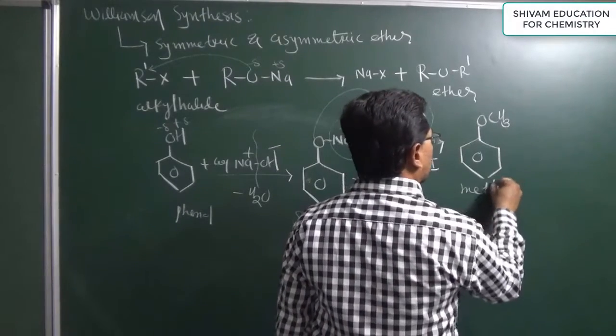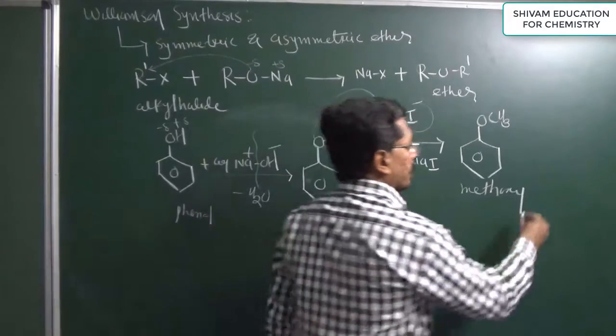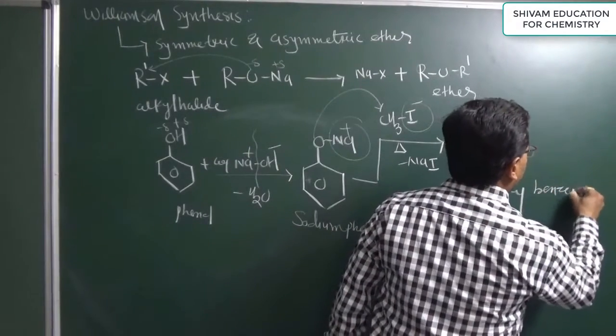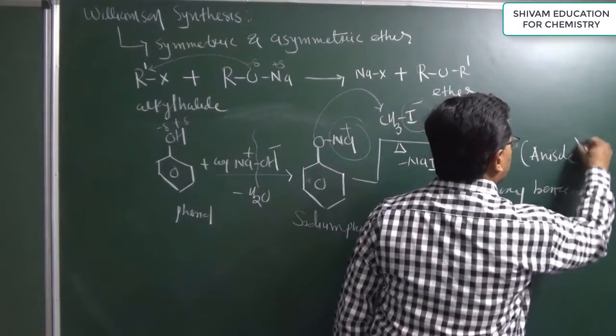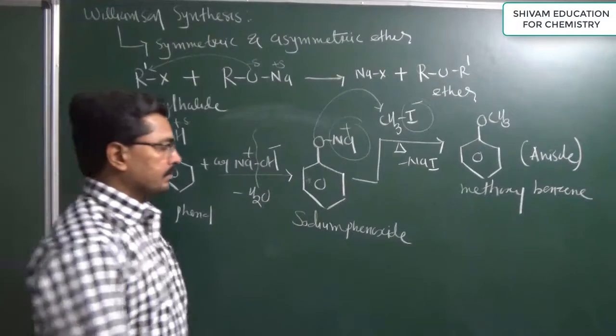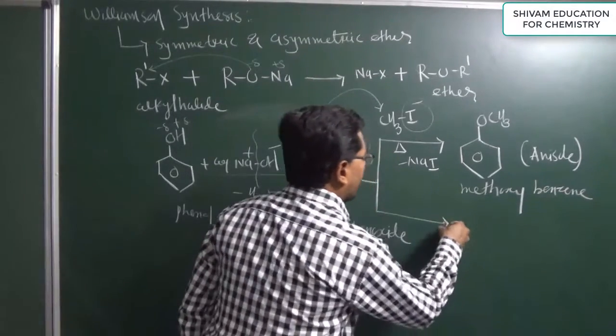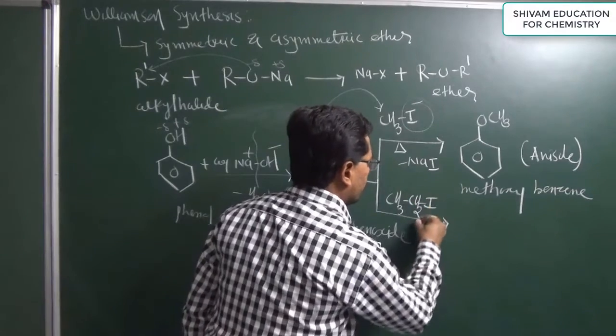The IUPAC name of this structure is methoxybenzene. The common name of this methoxybenzene structure is anisole. Similarly, suppose it is allowed to react with ethyl iodide.